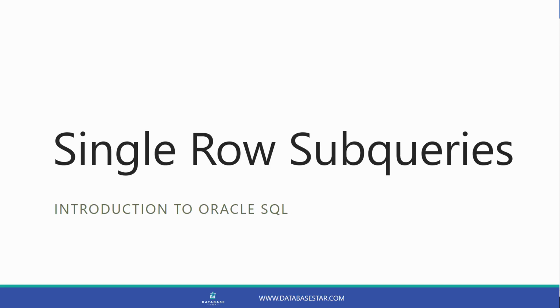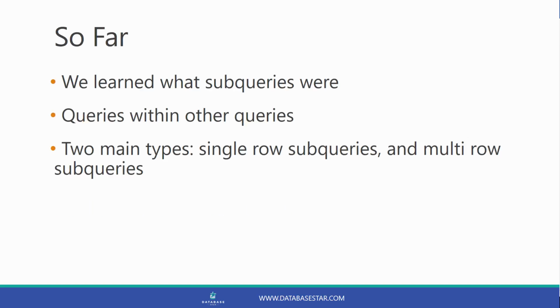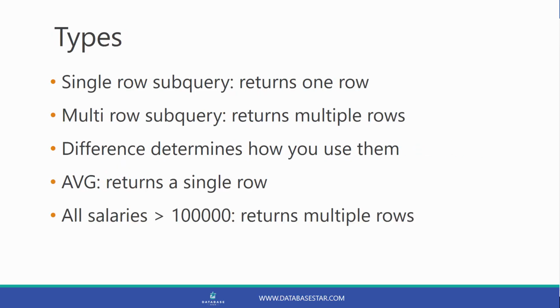Single row subqueries. In the previous lessons, we learned what subqueries were. They are queries within other queries. And there are two main types of subqueries. They depend on the data you get from them. There's a single row subquery and a multi-row subquery. A single row subquery returns a single row, and a multi-row subquery returns multiple rows.